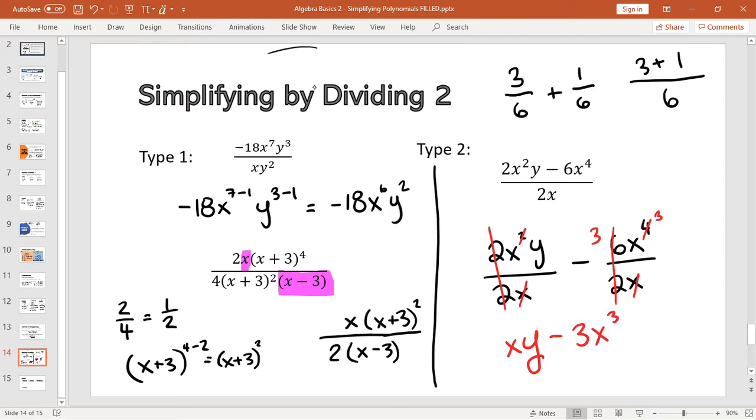Sometimes these end up having a fraction in one of them. That's fine. Don't put them back together, or else you'll end up where you started. So that's the answer we want for this simplification.